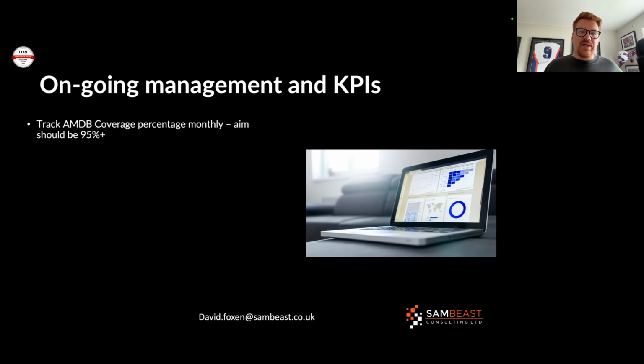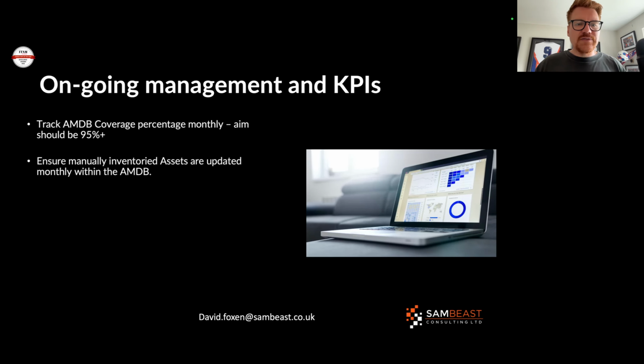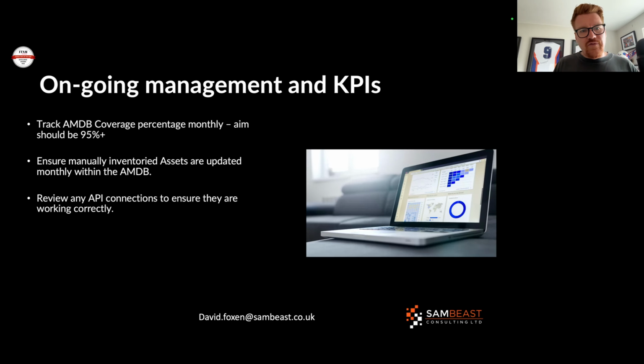So how can we manage this ongoing, and what kind of KPIs can we track? Well, first of all, the easy one is that inventory coverage percentage within your AMDB, and trying to make that 95% plus. Ensure that those manually inventoried assets are updated monthly within the AMDB. You could even have a custom field on the asset within the AMDB that states that this is a DMZ asset, and a date range almost, if you like, that validates that asset is still there. We still know about it. It's been updated.